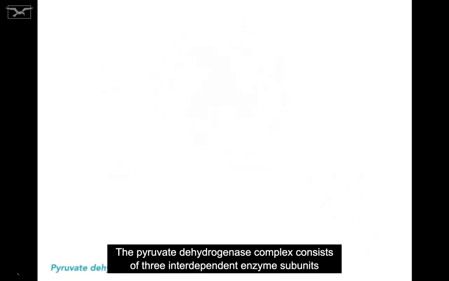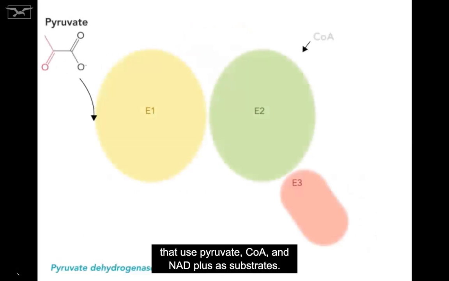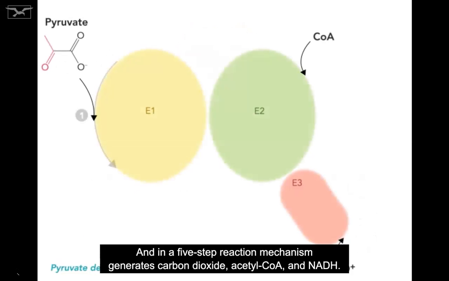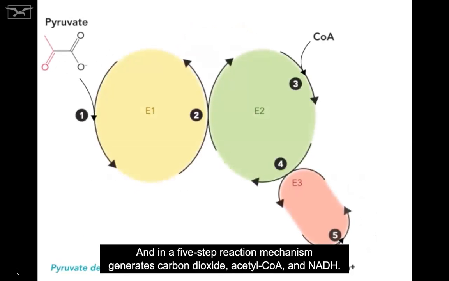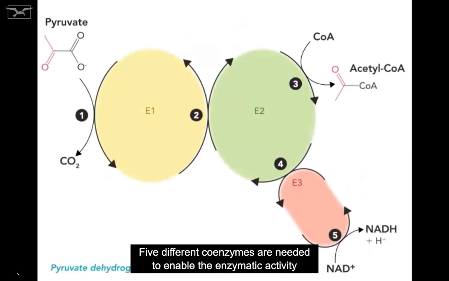The pyruvate dehydrogenase complex consists of 3 interdependent enzyme subunits that use pyruvate, CoA, and NAD+ as substrates, and in a 5-step reaction mechanism, generates carbon dioxide, acetyl-CoA, and NADH.